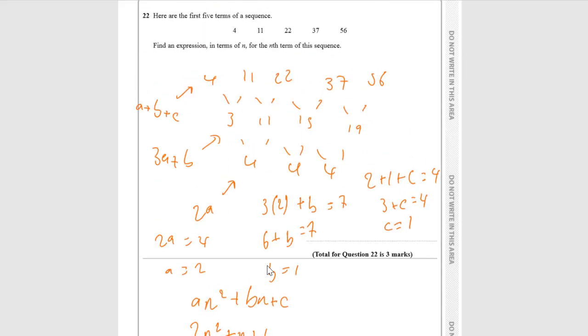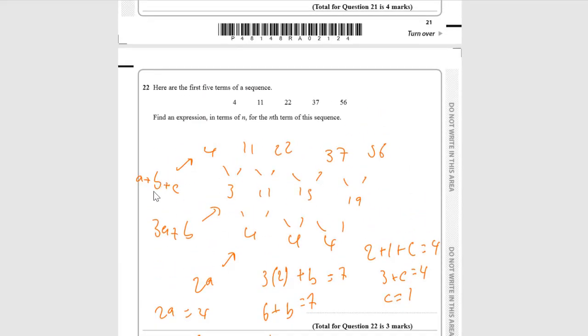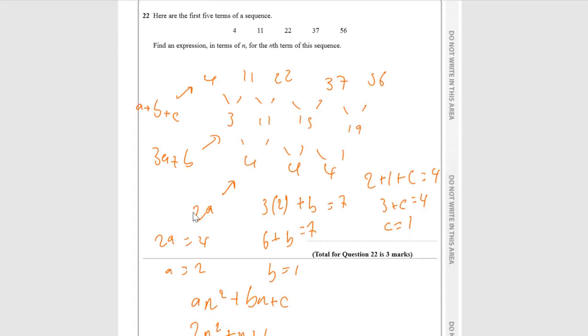And that will be our answer. So just to reiterate, we have a plus b plus c. Here we have 3a plus b. And here we have 2a. So we just work out the difference between the first step, the difference between the second step, and the difference between the third step. And then you can see that we have 2a equals 4.